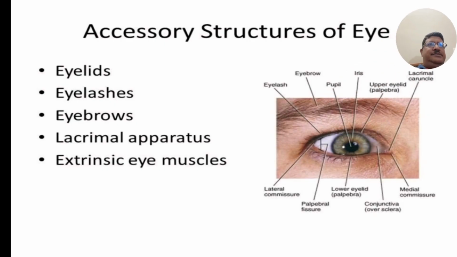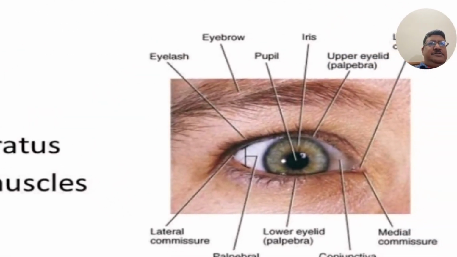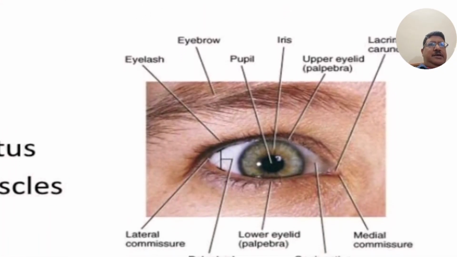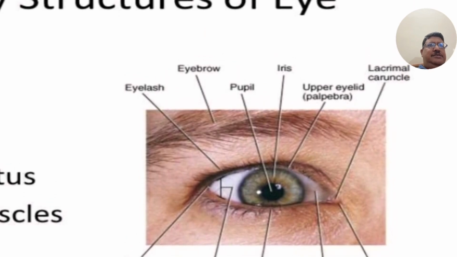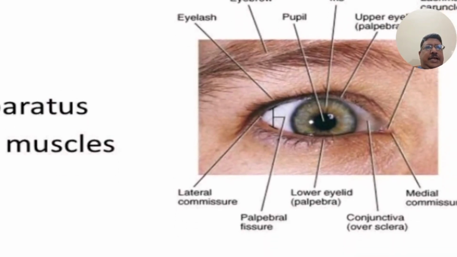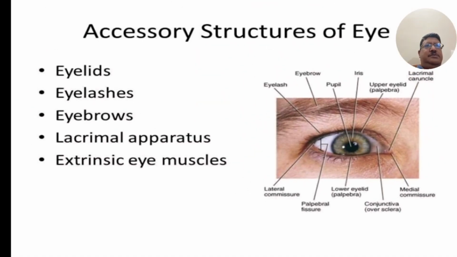Accessory structures of the eye: eyelid, eyelash, eyebrow, lacrimal apparatus, extrinsic eye muscles. So these are the structures: eyelid, eyebrow, pupil, iris, upper eyelids, lacrimal canaliculi, lateral commissures. So these are all accessory structures of the eye.